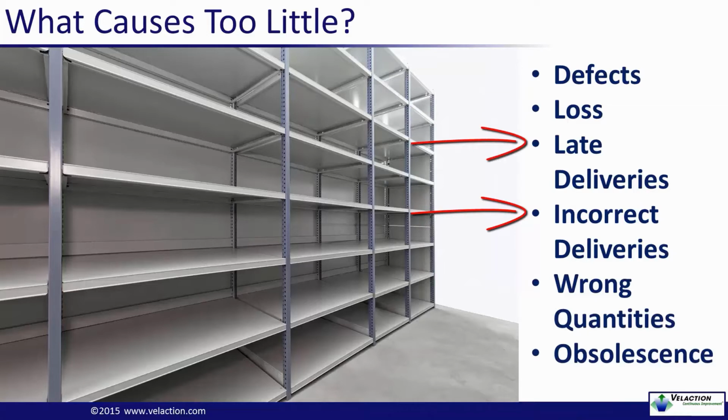Loss can occur as a result of poor materials management practices or, in some cases, from theft. Incorrect or late deliveries add to the problem. Sometimes, the quantities that you want to keep on hand are simply not enough. And finally, production materials tend to have a shelf life. Sometimes this is spoilage in the case of food products, but more commonly it is obsolescence. This is especially true for companies that build high-tech products. It is also true for companies that take a very hands-on approach to engineering and make frequent changes. The bottom line, though, is that there are many different reasons for stockouts.